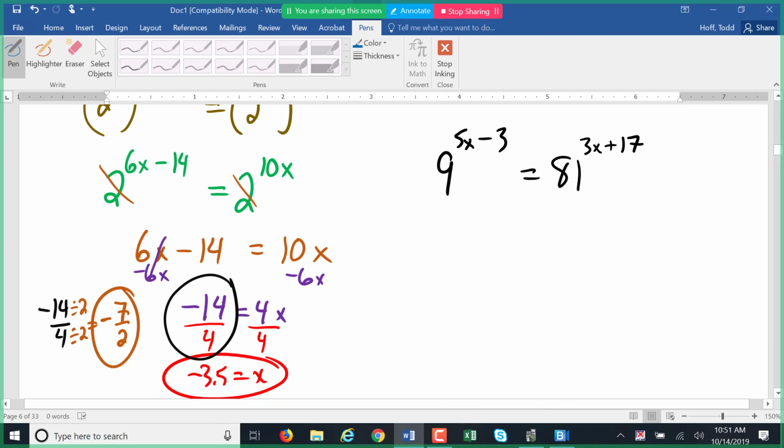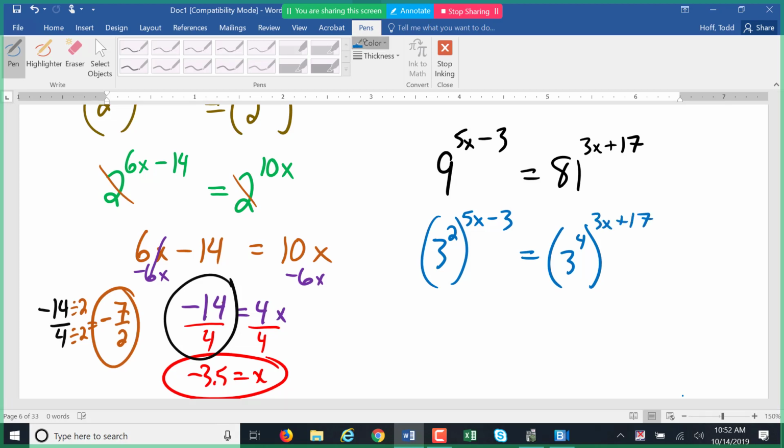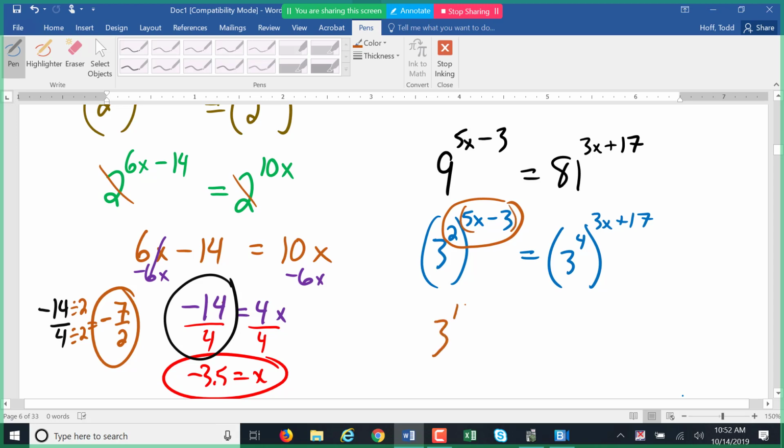So for this problem, both 9 and 81 can be expressed as powers of 3. 9 is 3 squared. That'll still be the power of 5x minus 3. And 81 is 3 to the 4th power. That'll still be the power of 3x plus 17. So I'm going to combine the powers, multiplying the 2 times 5x minus 3. So that's 3 to the power of 10x minus 6.